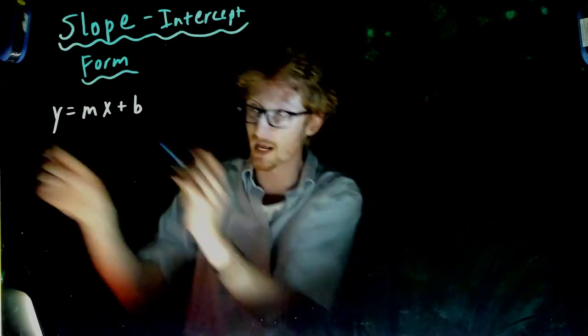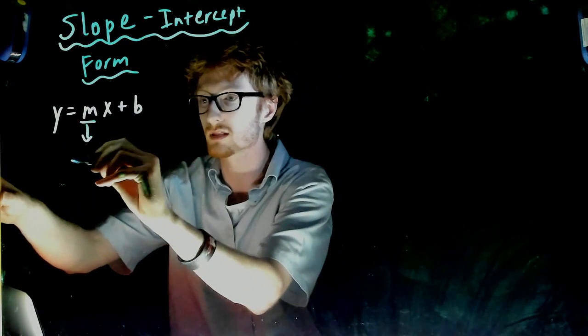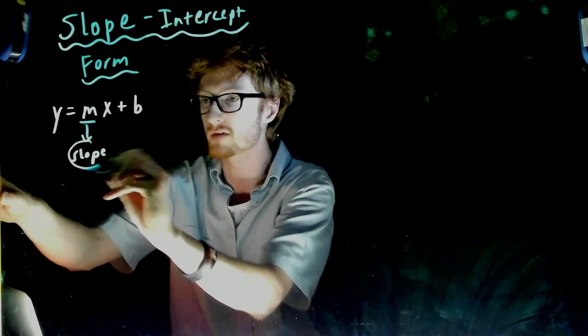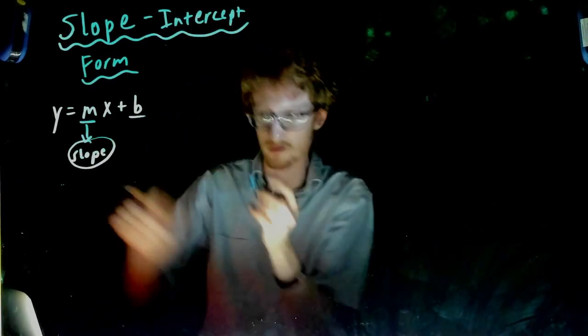Well, we've already talked about what m is. m is just the slope of the line. Remember, which we talked about was rise over run? We even did that formula. b is a bit of a mystery. We haven't talked about that yet.